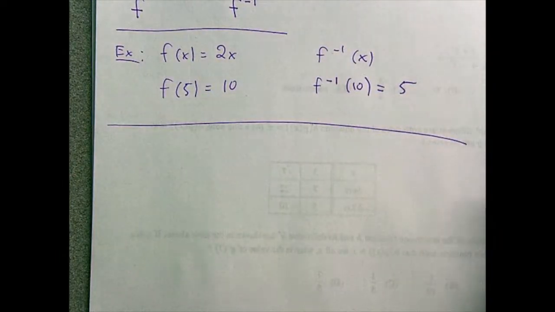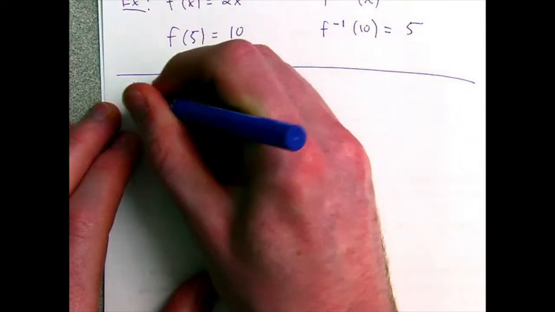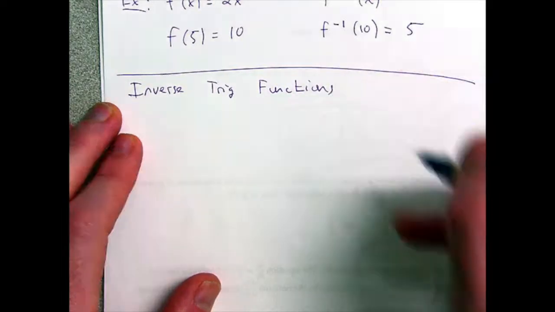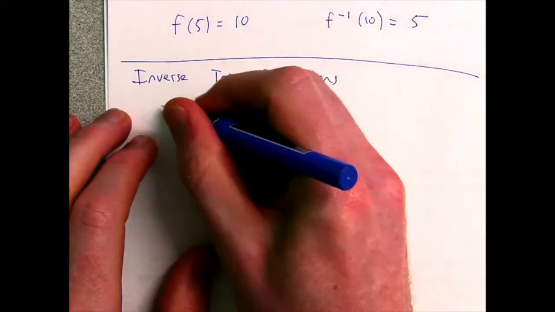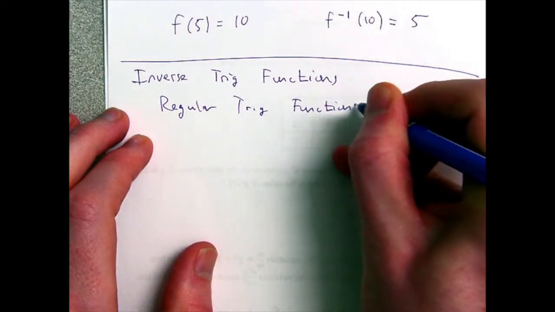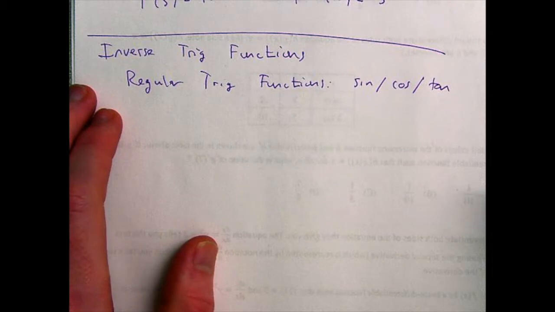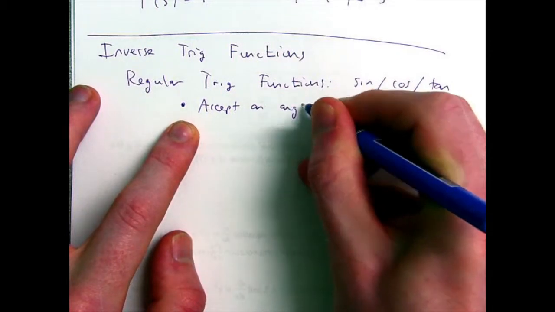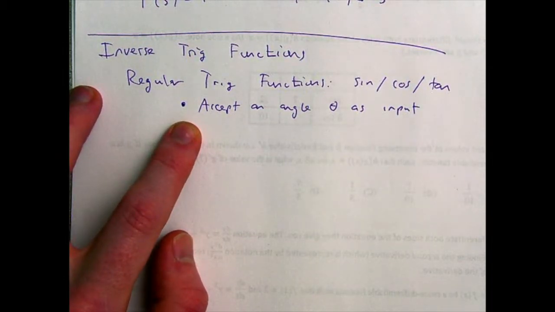So that's a very brief review of inverses of functions. Let's talk about inverses of trig functions. So, inverse trig functions. The first thing that I want to say is I want to make a comment on the kinds of inputs and outputs that trig functions have. The regular trig functions, the ones that we've been working with, that's sine, cosine, and tangent. What kinds of inputs do they have and what kinds of outputs do they have? They accept an angle, theta, as input, right? The thing that you plug into a trig function is always an angle, which we usually represent as theta.